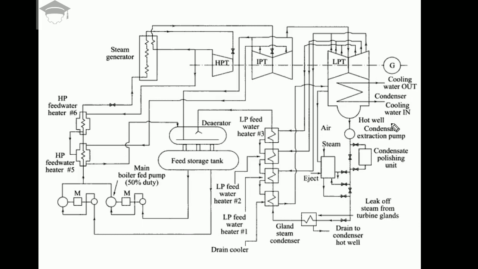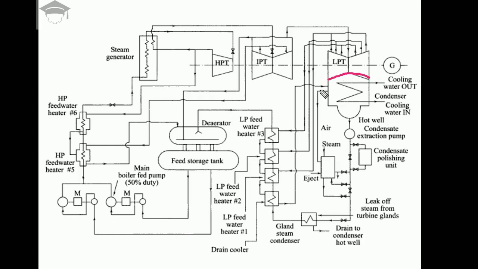So let's start from one point. In order to understand the cycle, we have to start from a particular point. So I'm starting from the condenser side, which means after the turbine. That means after the steam passes over the turbine, it has to be cooled in order to further circulate. So the steam is cooled in a condenser. So this is the condenser.